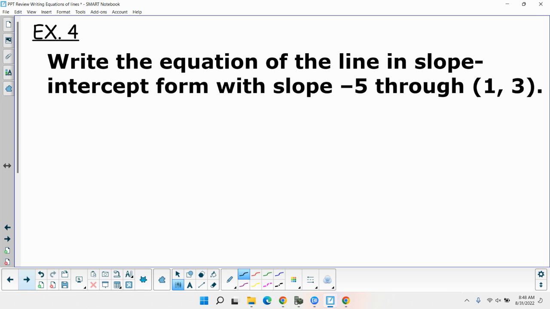Write the equation of the line in slope-intercept form with slope negative 5 through 1, 3. So we have to write the equation of the line that fits that. So, what's my slope-intercept form? Alec? Y equals what? Y equals mx plus b. Very good, sir. Oops, forgot my x.